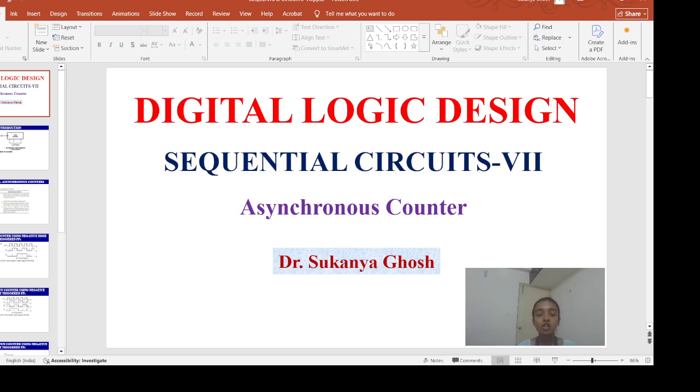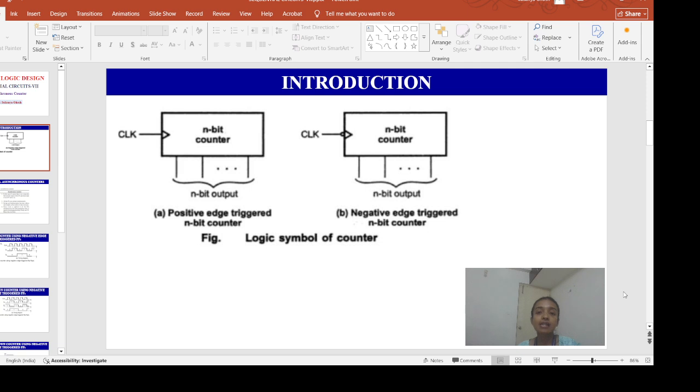So welcome back to this part of this sequential circuits lecture. Today we will start about the counter and we will mainly see the asynchronous counter over here. So what is a counter?